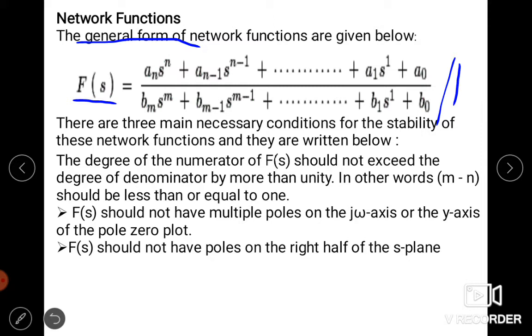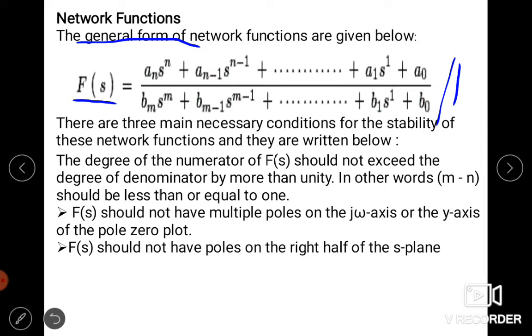When we have described the necessity condition for the stability of the network function, there are three main necessary conditions for the stability. इस इक्वेशन को सेटिस्फाई करने के लिए तीन महत्वपूर्ण कंडीशन हैं, जब ये सेटिस्फाई होंगे तभी इक्वेशन स्टेबल होगा। अब हमें देखना होगा वो तीन कौन कौन से हैं। Let's check it out.